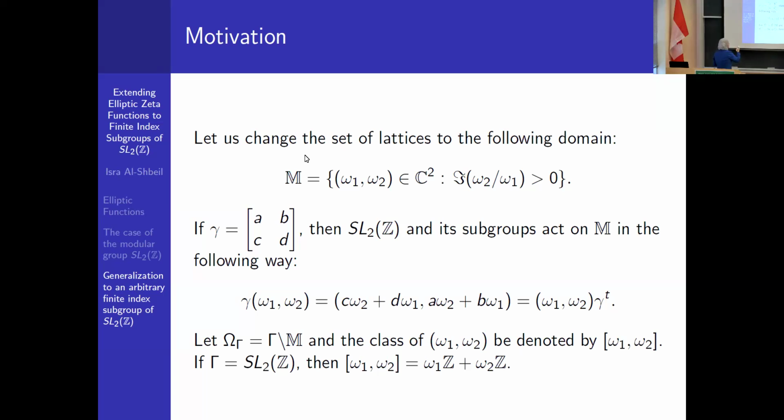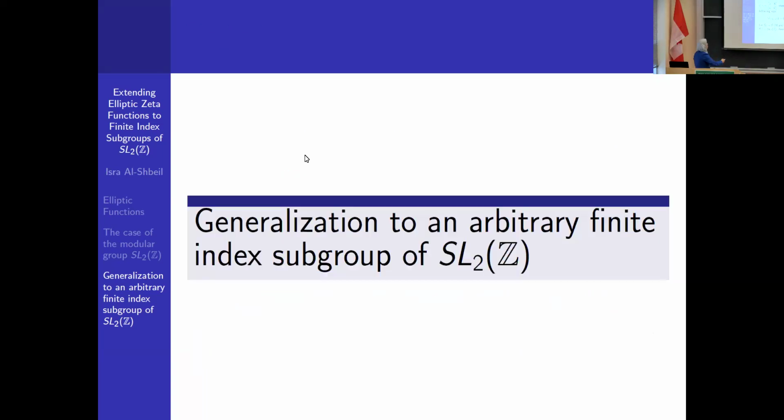So now I introduce omega gamma, which is defined by the quotient of M by gamma. It is denoted by the set of all classes of omega-1 and omega-2. So in my case, if gamma equals SL2(Z), this equivalence class gives us lambda, which I defined before. And if gamma is a subgroup of SL2(Z), now we can generalize this function as follows.